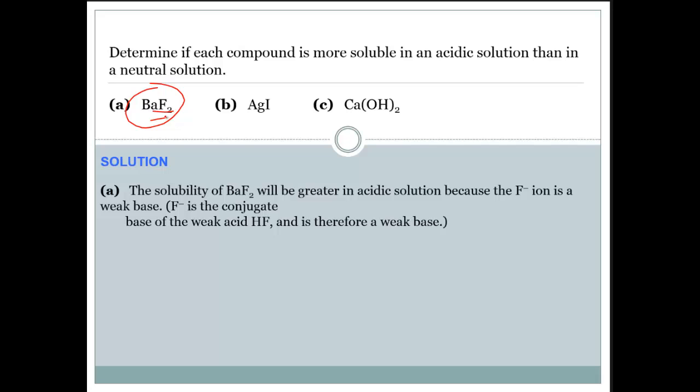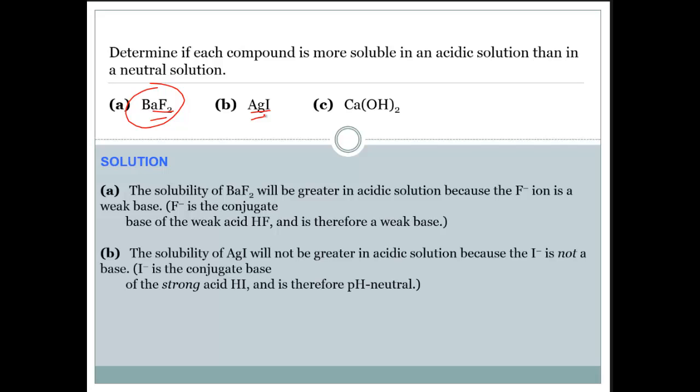Silver iodide, the solubility of silver iodide will not be greater in acidic solution because iodide is not a base. I minus is the conjugate base of a strong acid, HI. Once that hydrogen leaves iodine, it doesn't want it back. So therefore it's not going to pull anything else out of solution.